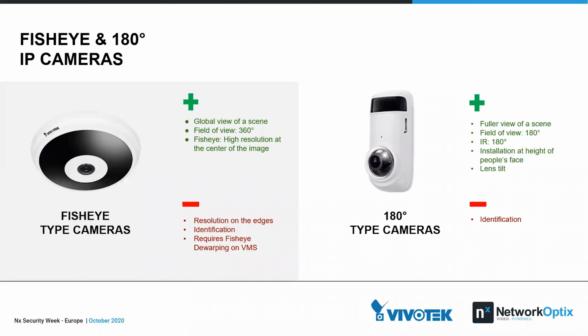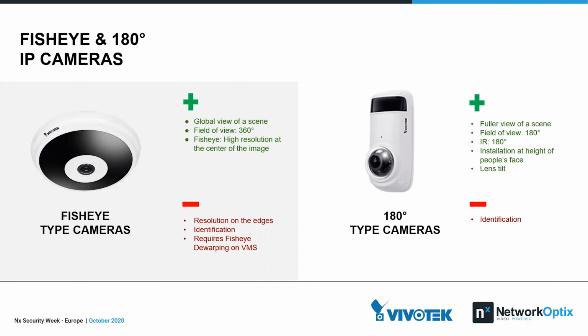Other types of form factors that you will see in the market, much different than the classical ones. The first one is a fisheye. The fisheye is a camera which is installed on the ceiling and gives you a 360 degrees view. The idea is to cover with one single camera everything in a large area.